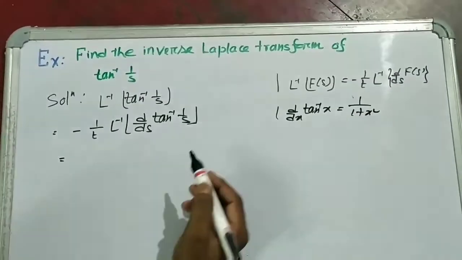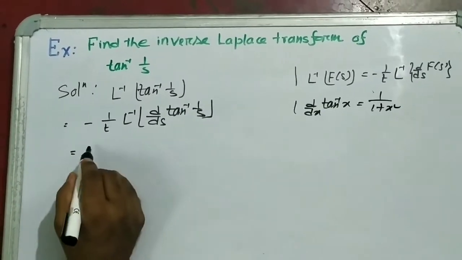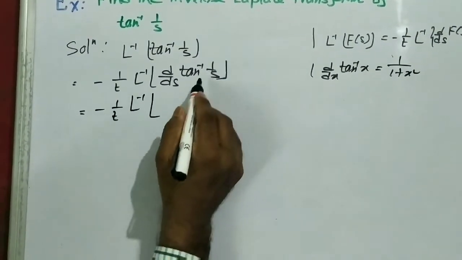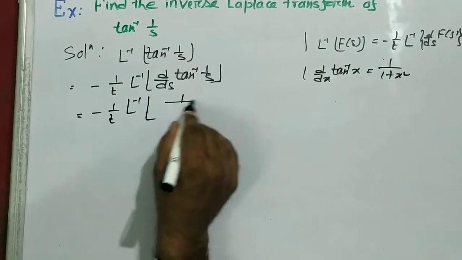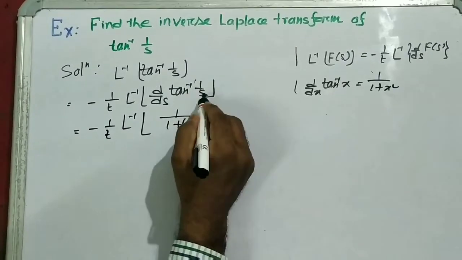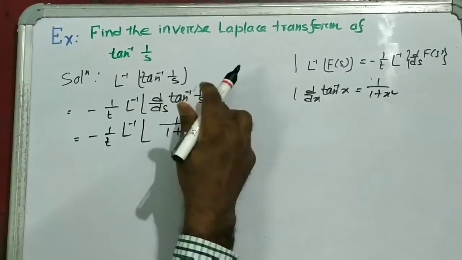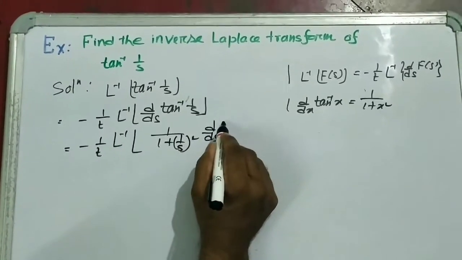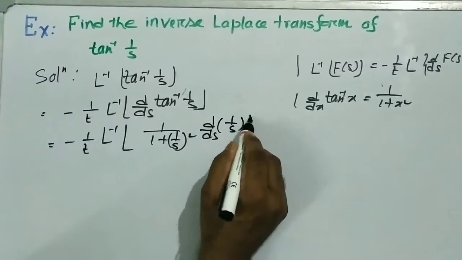We know this formula from lower class. So minus 1 by t, L inverse remains the same. This is tan inverse x, we assume, derivative 1 by 1 plus x square. That means you consider this whole as x, 1 by 1 plus x square. By using the chain rule, we get 1 by s.